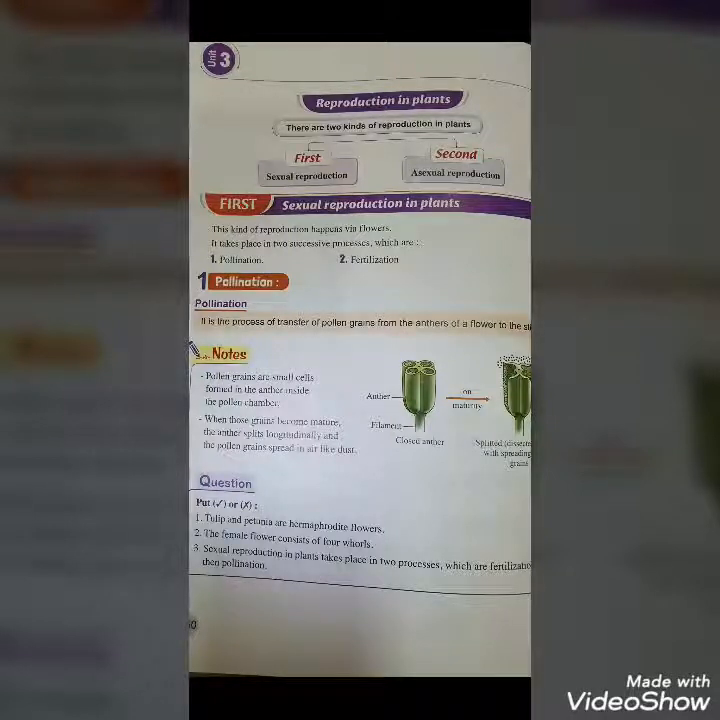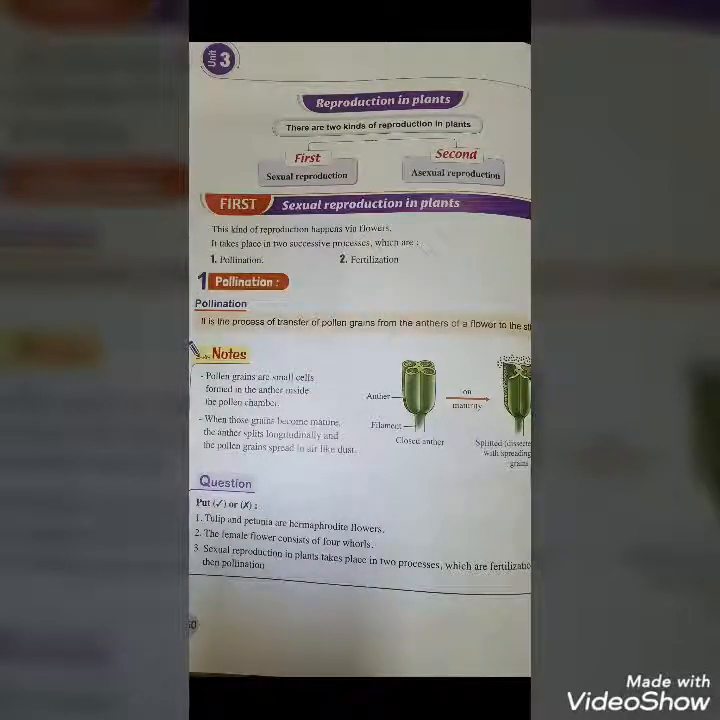Stamens produce pollen grains in the anther. Pollen grains are the male gametes. They contain half the number of hereditary substance of the species. And the carpel produces the ovule. The ovule contains a cell called the egg cell or ovum. This egg cell is the female gamete. It contains half the number of hereditary substance.